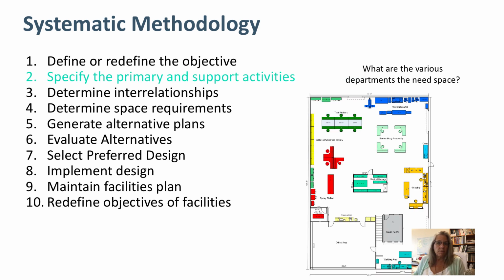The next step is to specify the primary and support activities. So what we're going to be doing is saying, well, what are the various departments or groups of workstations that have to stay together, or even machines that need to be next to each other? So what are these primary and support activities? Now you can see in this little layout here, these departments were defined, the support activities were defined by color. So you can see there are groups of workstations that were together that need to be moved as a unit. And that's what you need to look at when you're designing any particular facility. What are the departments that you're designing for?